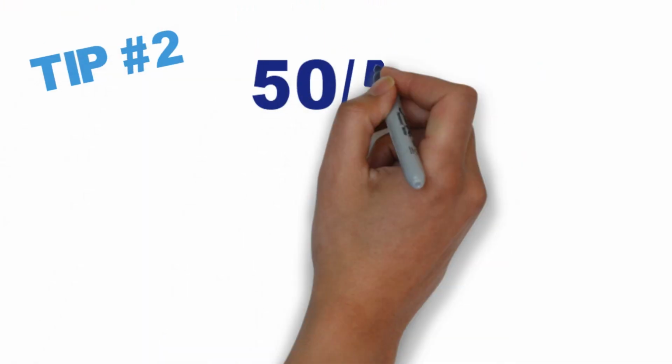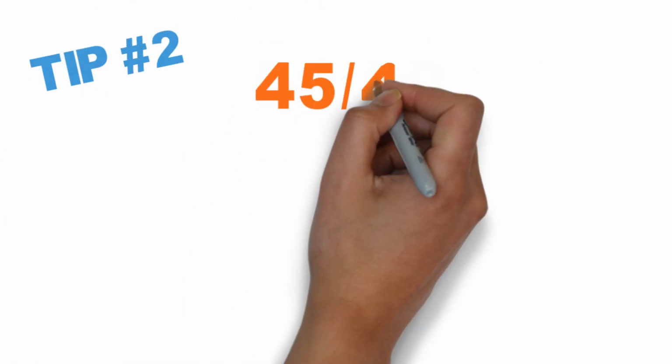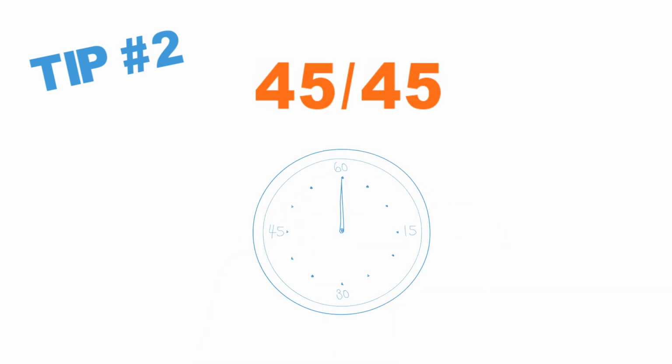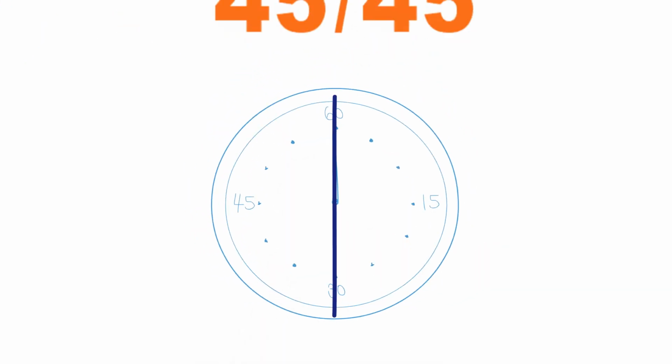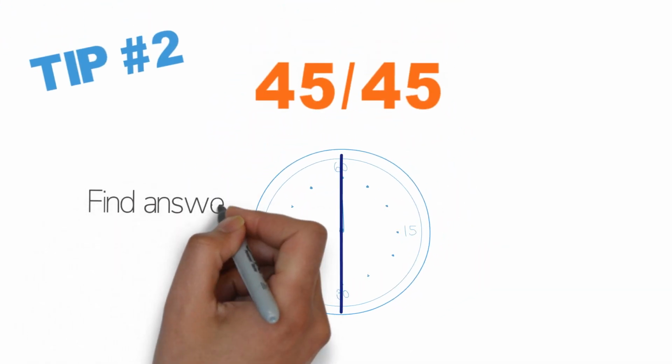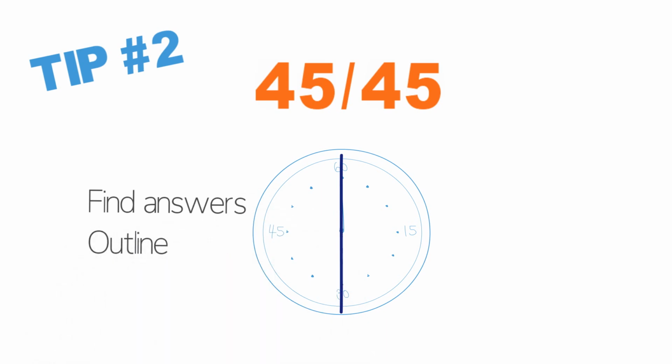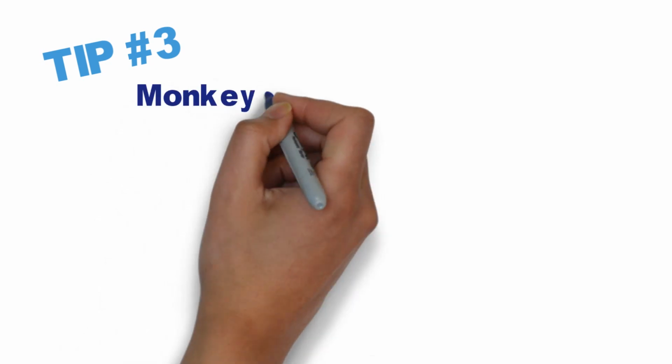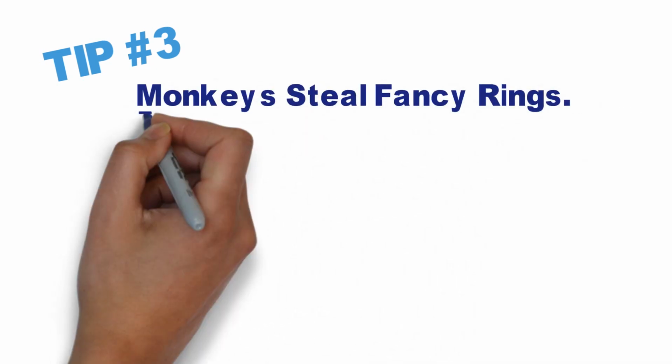Tip number 2, 50-50, or if we're talking minutes, 45-45. There's no restriction on how you divvy up your time, but a rough target is half and half. Half the time scouring the file and library for answers and creating a basic outline, half the time drafting the actual work product. Tip number 3, remember, monkeys steal fancy rings.